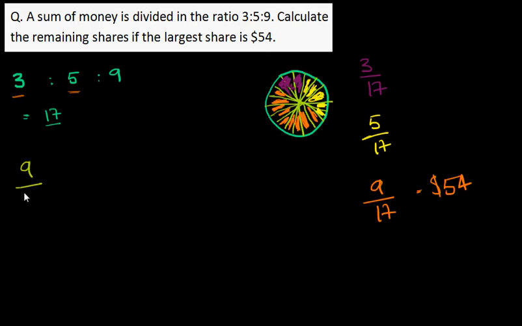So what we know is that 9 over 17, when multiplied, because 9 parts out of 17 of this sum of money, which we don't know what it is, so we'll just take it to be x at the moment, it's a variable, is 54. Now we're going to solve this equation for x and find out what the answer comes out to be. So 54 multiplied by 17 over 9.